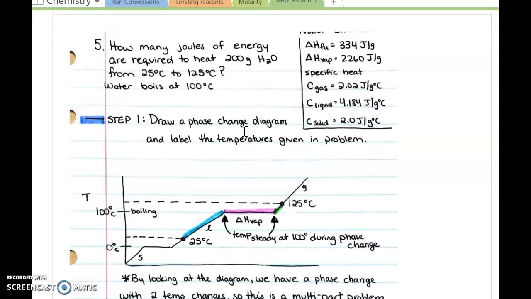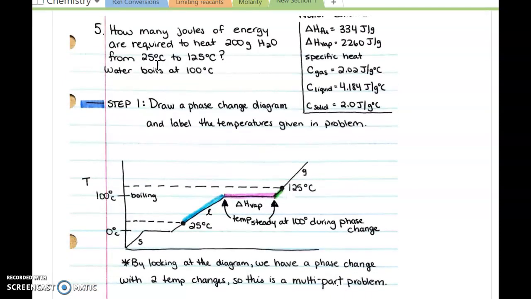So, step 1, when you've got something that seems a little more complicated, even with the regular problems, I didn't do it in 1 through 4, look at the phase change diagram. Use your finger, figure out where the temperatures are, and make sure that you are doing work either within just the phase change or just as a temperature change. You are not switching at these little break points in the diagram, because that means you're going to have to do one like number 5. So step 1 here, we're going to draw a phase change diagram and label the temperatures given in the problem.